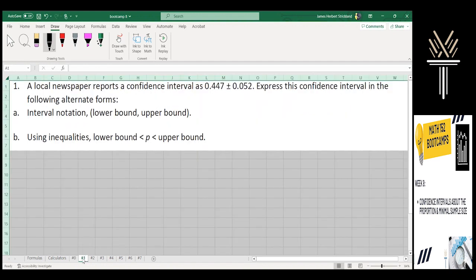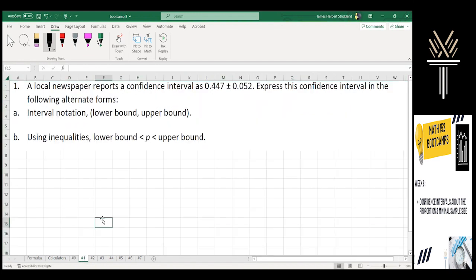Read the next question. So on this one, I'm going to point out some notation for us. Remember, the whole point of a confidence interval is we're getting some center minus error and some center plus error. So we have this minus and plus idea.